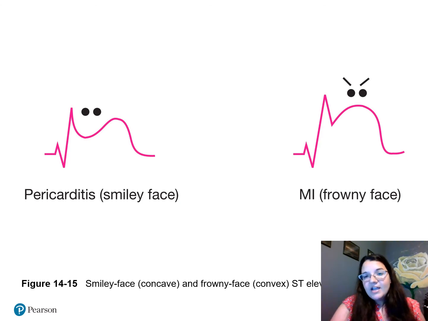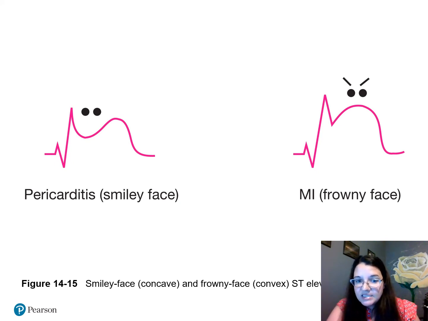All right, so remember your concave and convex. When we are talking about pericarditis, if we are concave, we can see a smiley face, or we can be convex and see a frowny face. So if I have ST elevation on my right side, in the inferior wall, and I can show concave, it is implying pericarditis. But if I am convex, I am implying a heart attack.